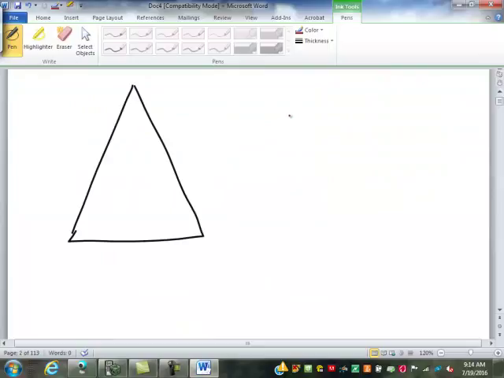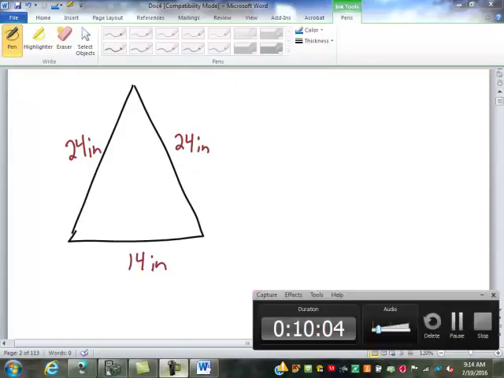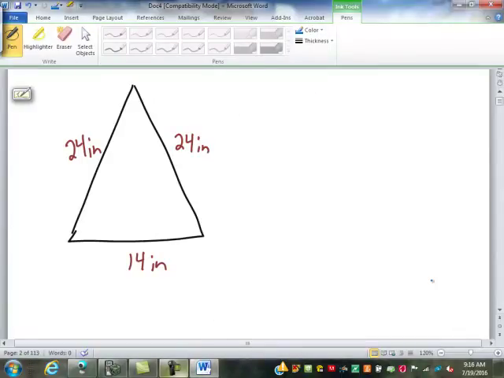So now scroll down to here. If I tell you that the base of that triangle is 14 inches, and I tell you that each of these sides is 24 inches, find the area of that triangle. Tell me where to start.